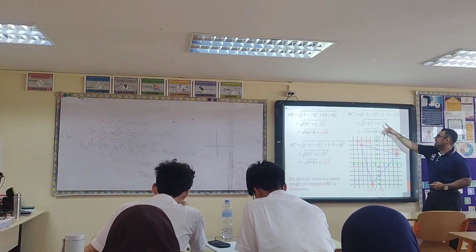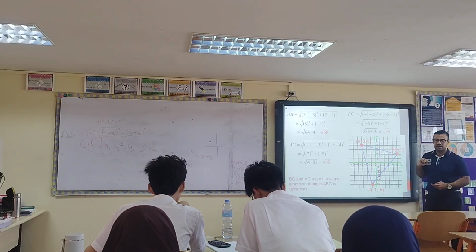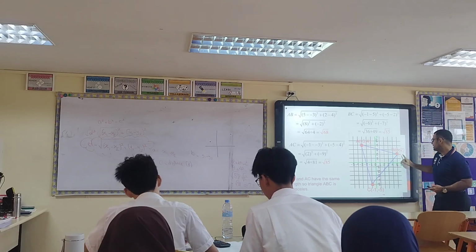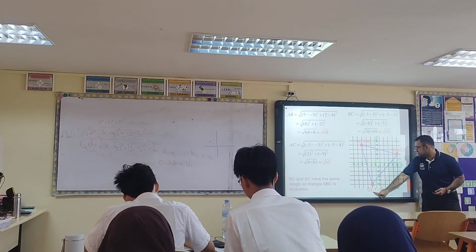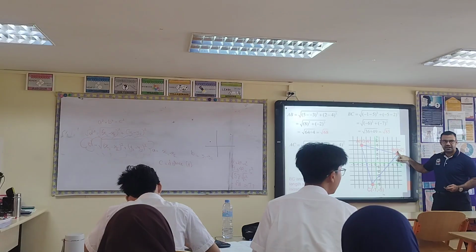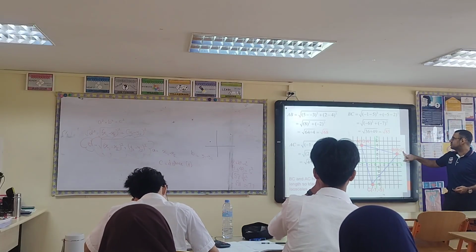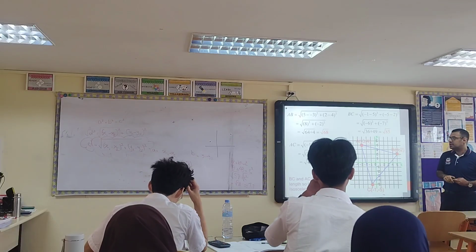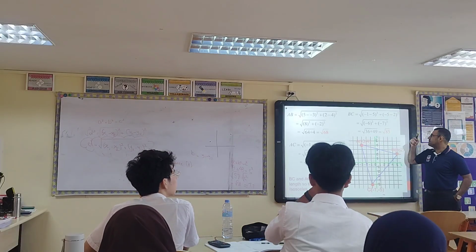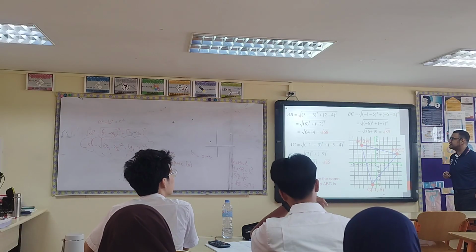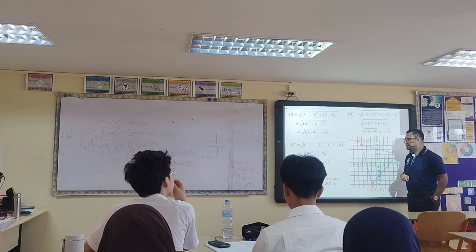Next one, I do BC. Again, BC, here B and C. So -1 minus 5, and then -5 minus 2. And then I'll get -6 squared plus -7 squared, which is root 85.